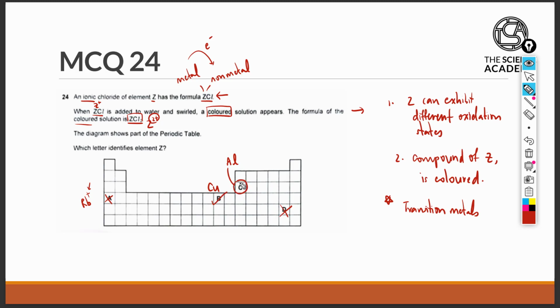C is an aluminium element and will not form colored solution or exhibit variable oxidation states of aluminium+ or aluminium 2+. Therefore, B will be the most suitable answer for this question.